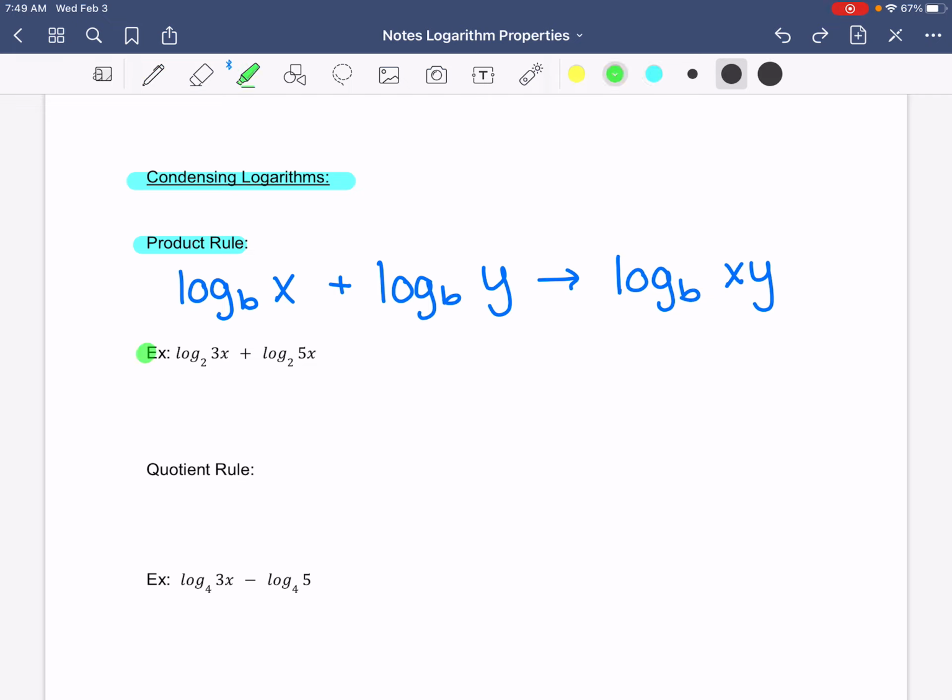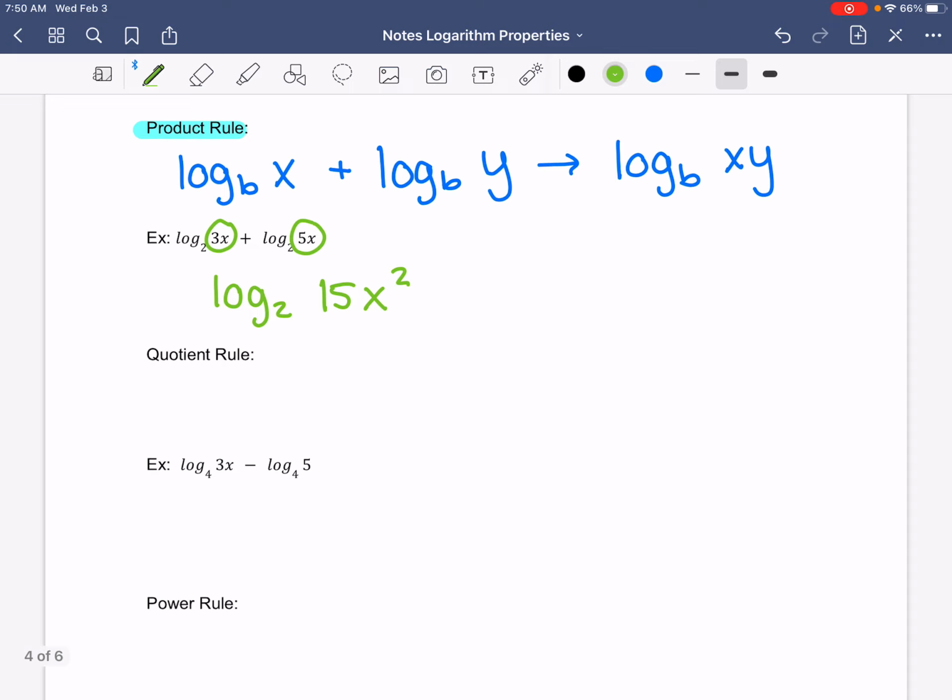So if you write down your example, log base 2 of 3x plus log base 2 of 5x. So for this problem, we're going to notice they have the same log base 2. That means we can condense them into 1 log base 2. And then what you're going to do is you have a 3x and a 5x. So in order to condense them, you multiply those 2 things together. So 3x times 5x, well, 3 times 5 is 15. X times x is x squared. So we multiplied them together. We got log base 2 of 15x squared.